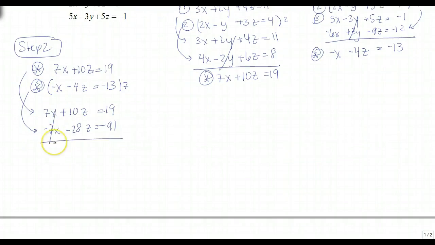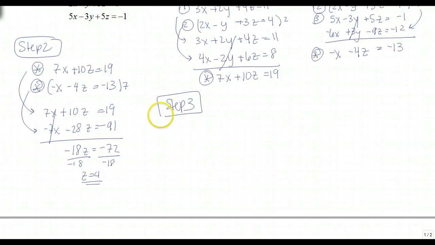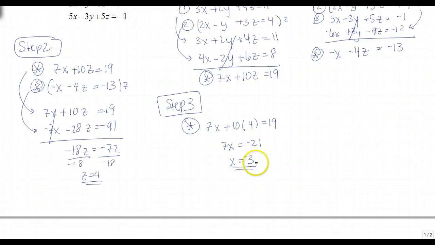Now again, if I'm going too fast for you, you're always allowed to pause and rewind and watch it again. So eliminate those x's. I'm left with negative 18z equals negative 72. Divide both sides by negative 18. Now z equals 4. So I'm moving right along here to step 3. I need to use a star equation to plug in z to solve. Now for this case it's x. So if I go 7x plus 10z, now z is 4, equals 19. 7x equals negative 21. You get x equals negative 3.